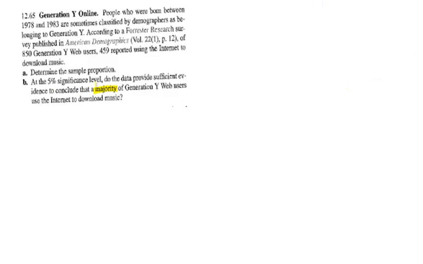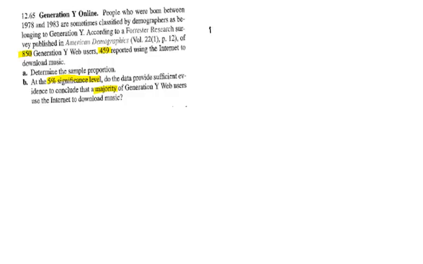And the other important information we need from this problem is 459 was the amount that reported using the internet to download music. Our n was 850, and we're using a 5% significance level. That's going to be important to us. And then the one thing that's not directly said in the problem, but because of the way they worded it, I guess it's understood, is provide sufficient evidence to conclude that a majority. So we're going to use pi, or our population proportion, as 0.5.